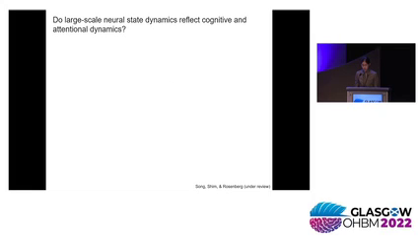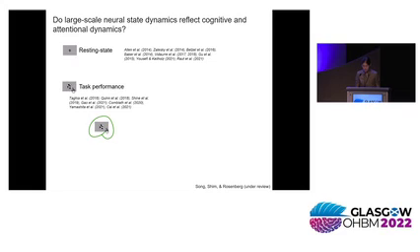A fundamental question that we'd like to address is whether the neural state dynamics reflect cognitive and attentional dynamics. There's surprisingly a lack of evidence on this because studies have mostly been using resting state fMRI to understand neural dynamics. A more recent work has used cognitive task paradigms like working memory task to characterize neural state dynamics relevant to participants' task performances.